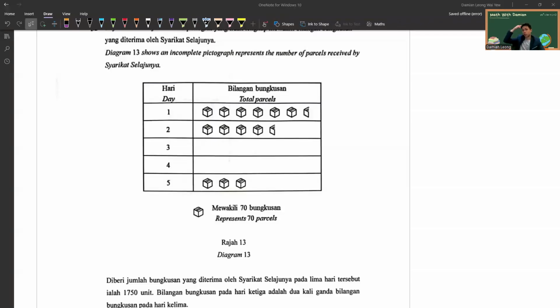Then question 32. Diagram 13 shows an incomplete pictograph representing the number of parcels received by Syarikat Selah Junior.